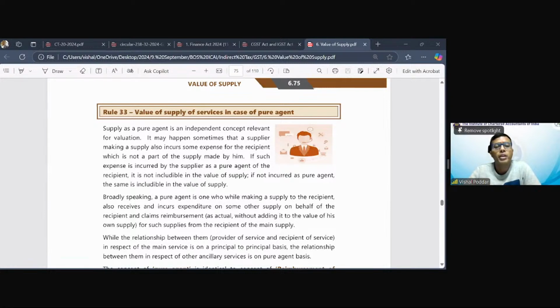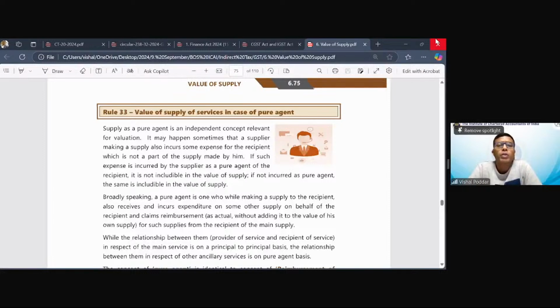The challan is bearing your name. It is bearing your details. I'm just paying on your behalf, and now I'm recovering that amount from you. That is where I act as your pure agent.